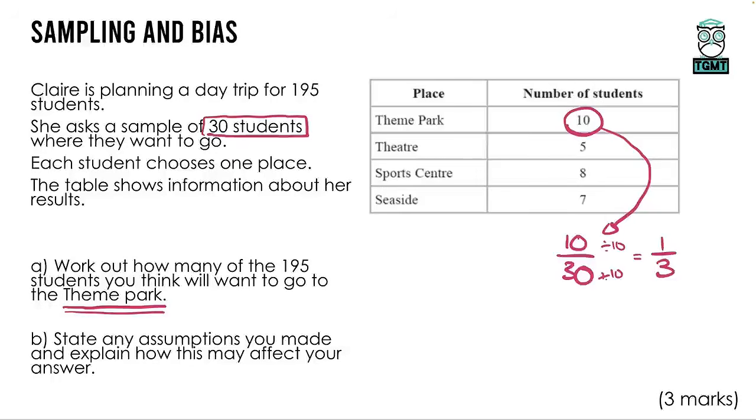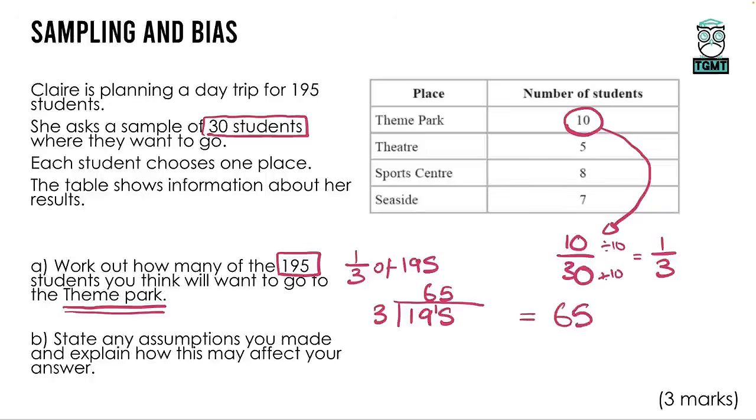Now in this question, we have 195 students going on this trip. So we just need to know what 1/3 of 195 is. Now to do that, we'll use bus stop division. So 195 divided by 3. 3 goes into 19, 6 times up to 18, remainder 1, and then 5 times into 15. So our final answer for this one is 65 students. And there we go, there is our final answer for that one.